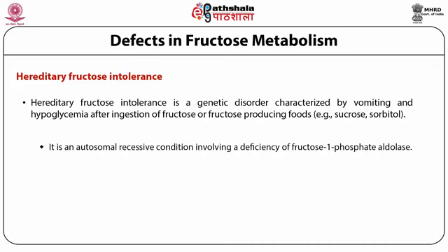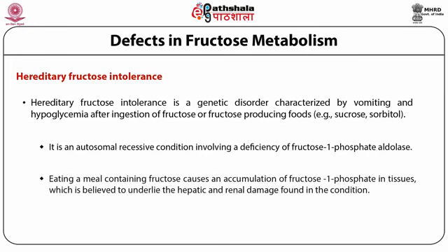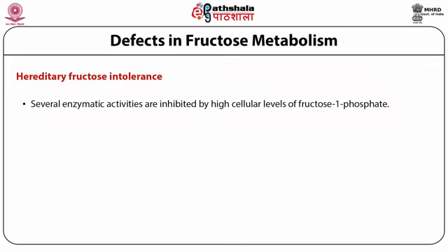It is an autosomal recessive condition involving a deficiency of fructose 1-phosphate aldolase. Eating a meal containing fructose causes an accumulation of fructose 1-phosphate in tissue, which is believed to underlie the hepatic and renal damage found in the condition. Several enzymatic activities are inhibited by high cellular levels of fructose 1-phosphate.